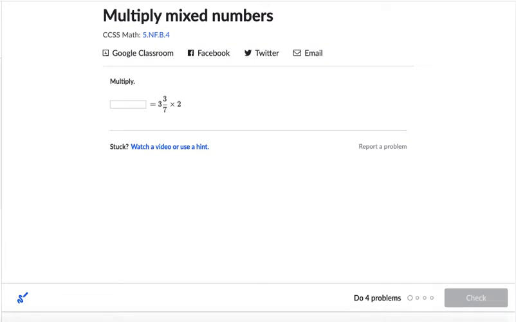Multiplying mixed numbers. When we look at multiplying mixed numbers, one of the first things we want to recognize is that it's much easier to do this if you convert into improper fractions, but there's other ways of doing it too. The part I'm going to focus on is not converting into improper fractions, because then you'd have to convert it back again. What I'm going to focus on is the idea of distribution.